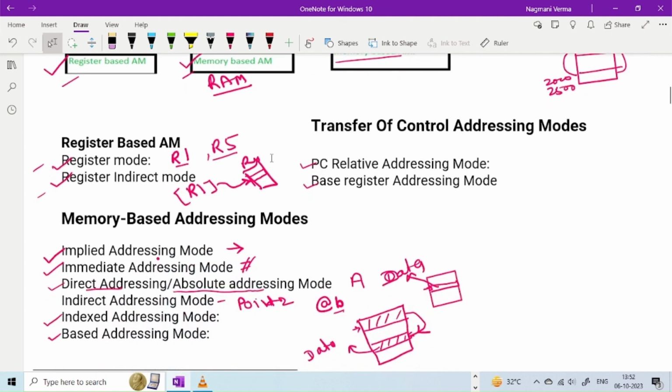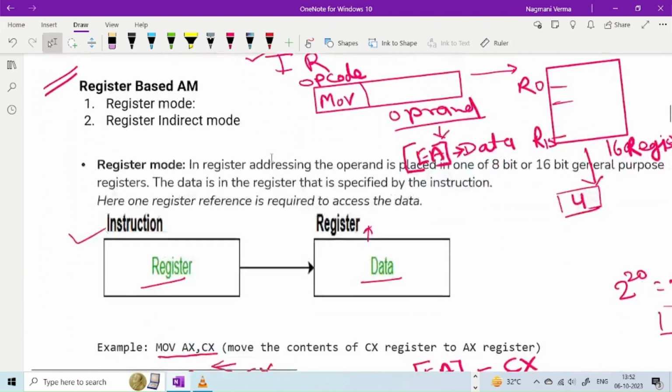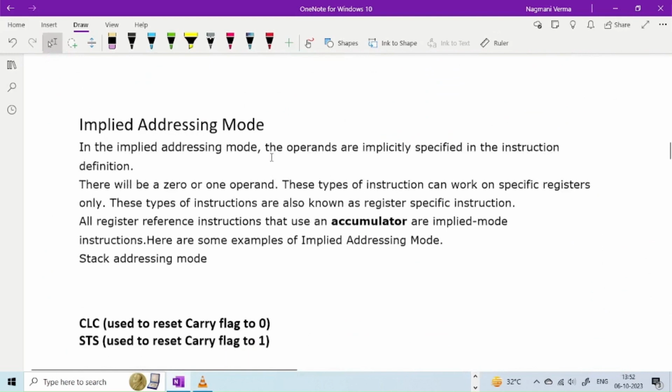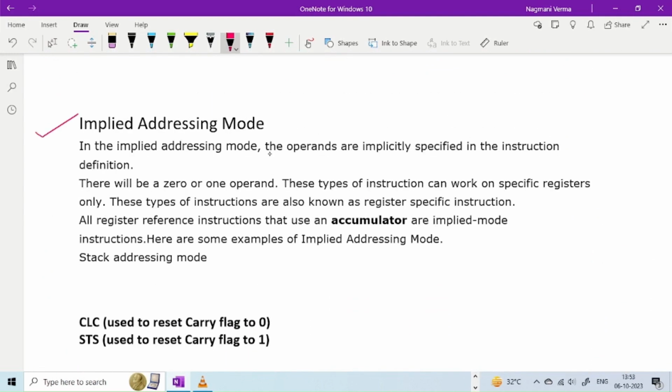Today we are going to discuss some of the memory based addressing modes, like implied addressing mode, immediate addressing mode, and direct addressing mode, that is also called the absolute addressing mode. So let's go to the implied addressing mode. In implied addressing mode, operands are implicitly specified in the instruction.